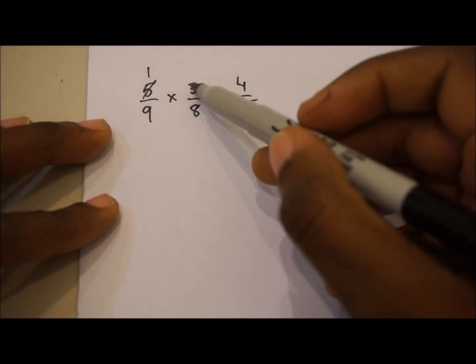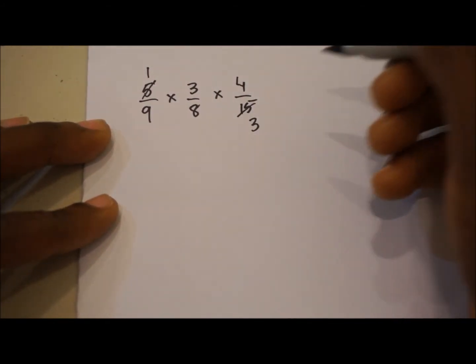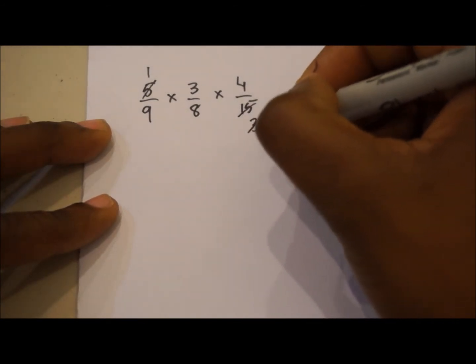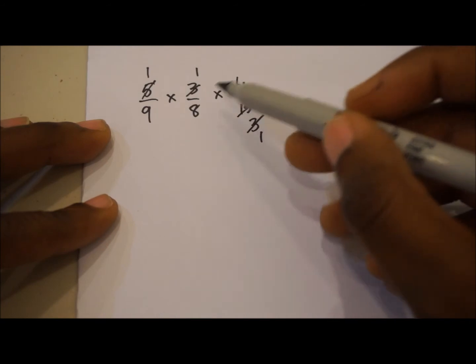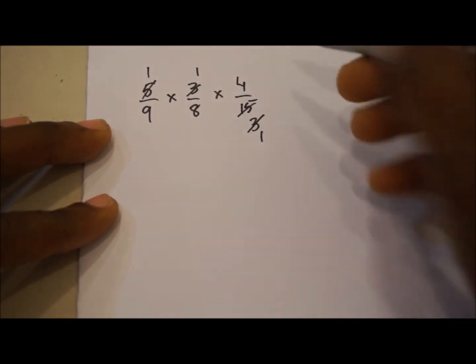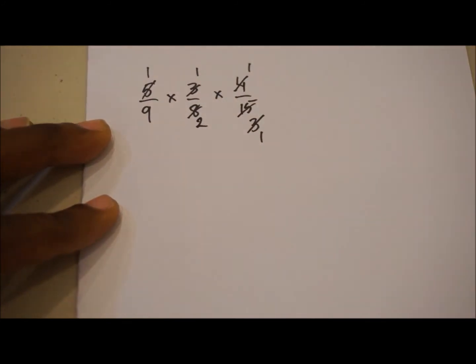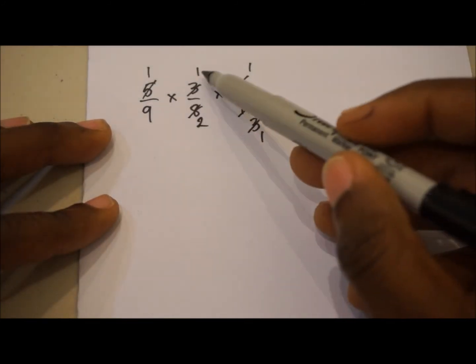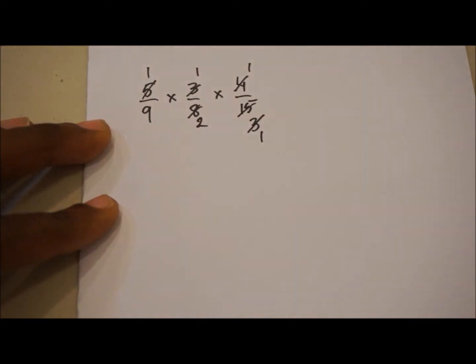Now notice I have a 3 in my numerator and a 3 in my denominator, so I can do the same thing. Both of them can be divided by 3. 3 into 3 goes once, 3 into 3 goes once. Now notice my 4 and my 8. Both of them can be divided by 4. 4 into 4 goes once, 4 into 8 goes 2 times. And now I'm left with a 1, a 1, a 1 in my numerator, and a 9, a 2, and a 1 in my denominator. That means nothing else can be cancelled, so I can go ahead and do my multiplication now.